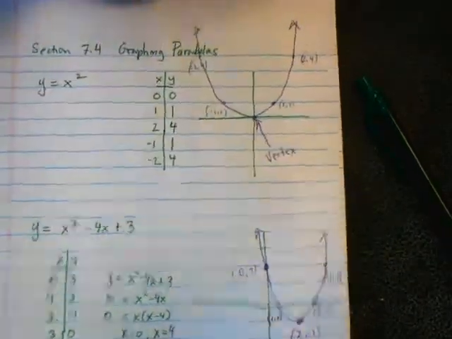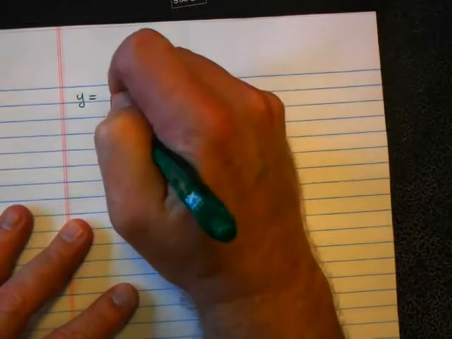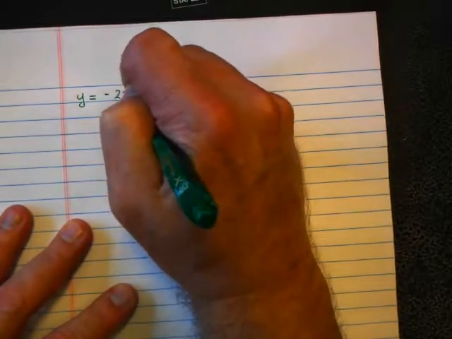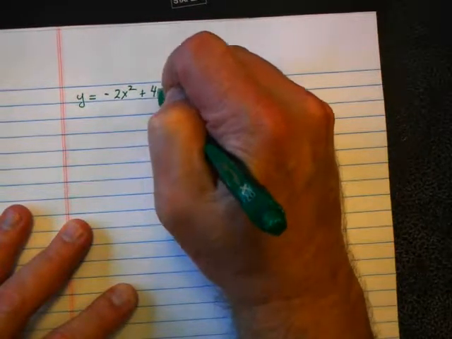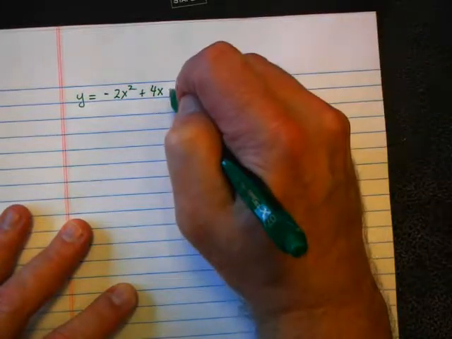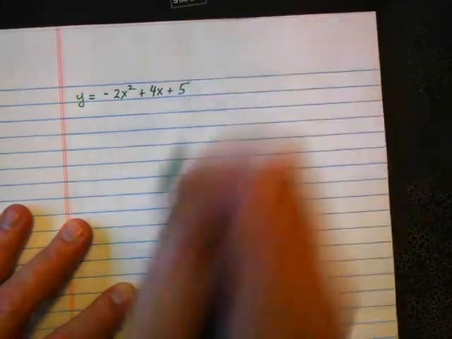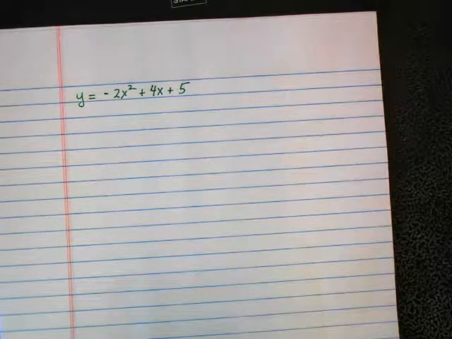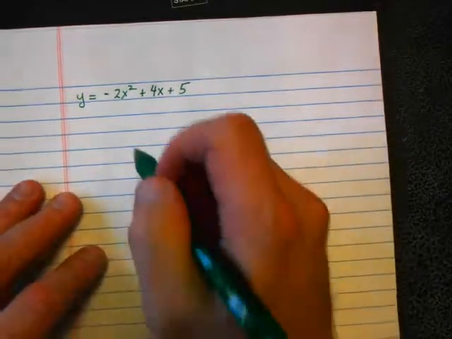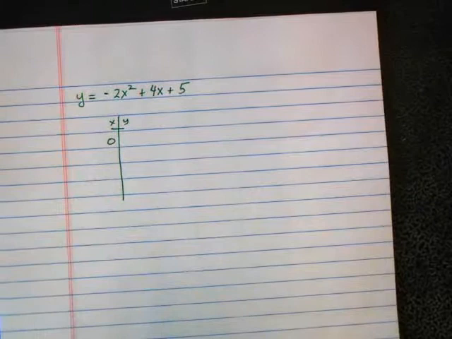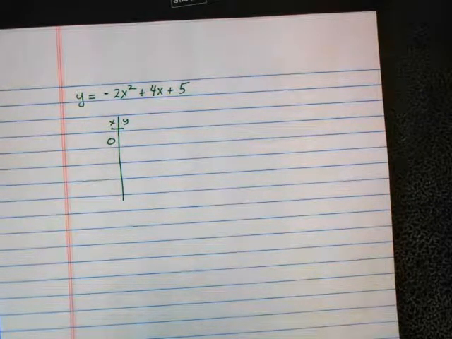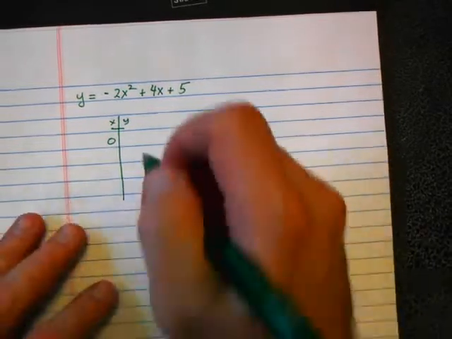Alright, so let's try another one. y equals negative 2x squared plus 4x plus 5. Alright, so again, to do all the things we want to do, we start by building a table. And we plug in 0 for x. Easiest thing to do. When we plug in 0 for x, y is going to be 5.